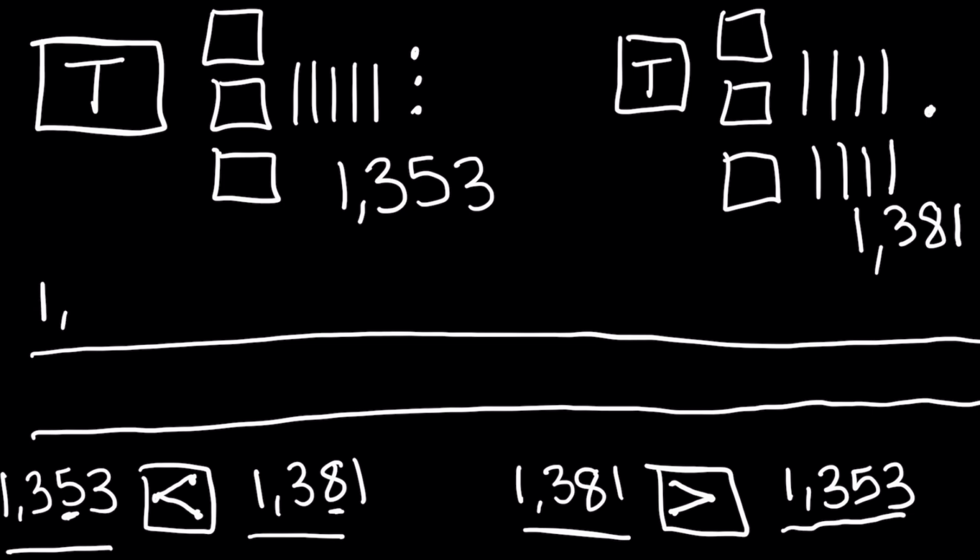So I've compared 2 different ways with symbols, but now I need to turn those mathematical symbols into the words they represent. So on those lines, I'm going to write 1,353, and this symbol means is less than 1,381.